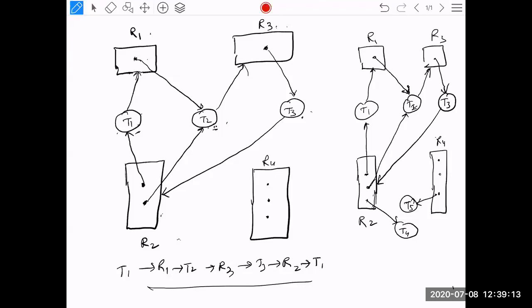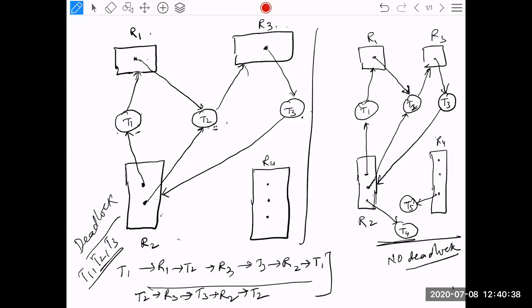Now in this situation, what would happen? There are cycles, the same cycles are there. So T1, R1, T2, R3, T3, then R2, and then T1. Another cycle is T2, R3, T3, R2, and T2. So this is another cycle. But deadlock would not happen here. No deadlock here. So there is the same cycle, this cycle is also available here. These two cycles are available here.